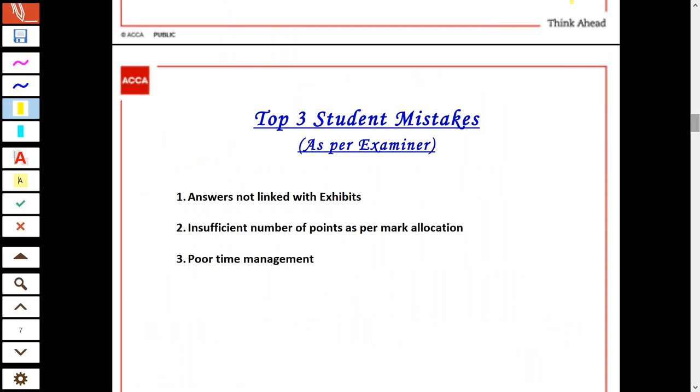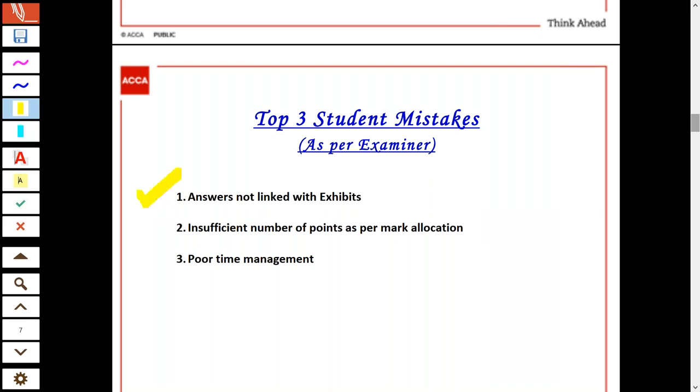All right. Do you guys want to pass SBL? Obviously, yes, right? So then we need to understand why the examiner fails innocent students like you. There must be some reasons why the examiner doesn't pass almost 50% of the students. So what are the top 3 reasons which really annoy the examiner? His first issue is that answers are not linked with the exhibit. That's his first problem.